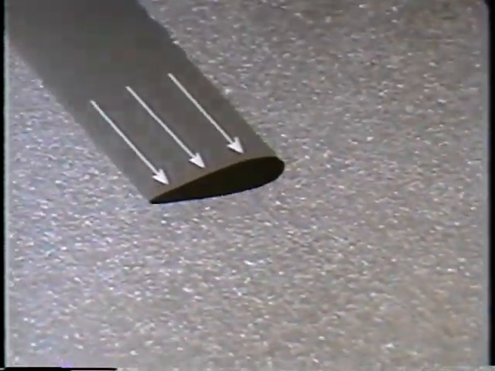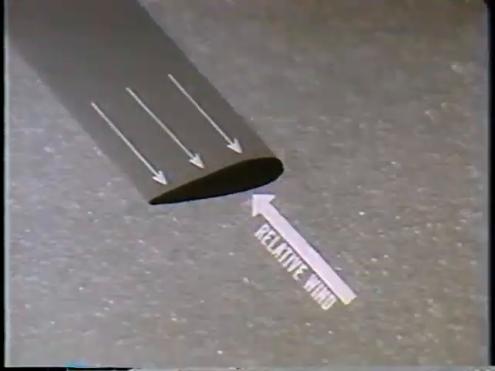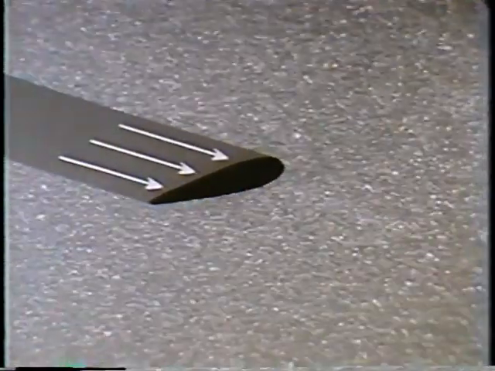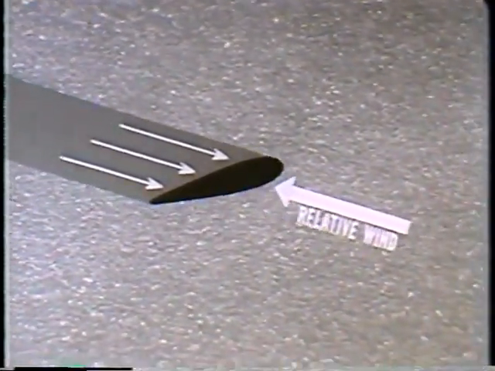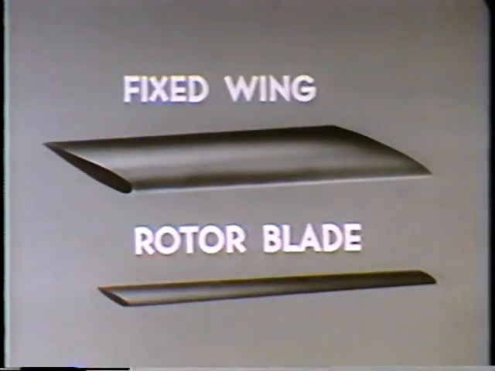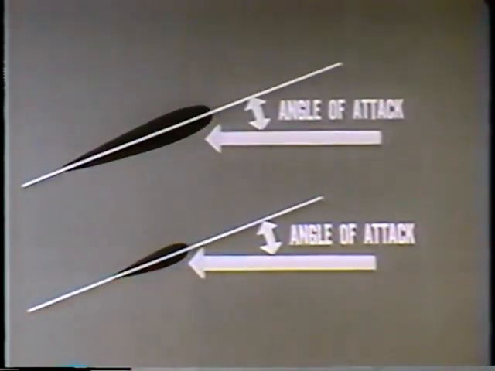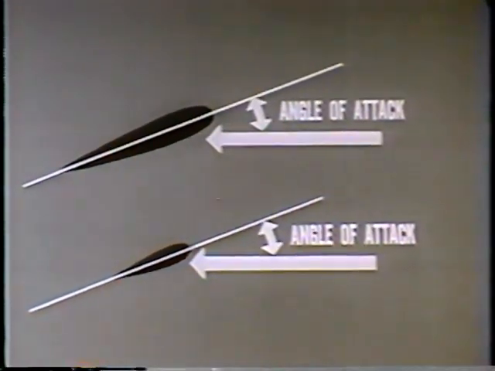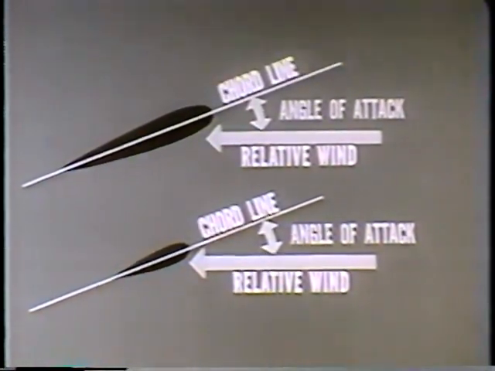Thus, if the airfoil moves in this direction, the relative wind will be directly opposite. When the airfoil moves in a different direction, the relative wind will also change. Remember that the relative wind is always directly opposite to the movement. Now let's take a look at the similarities between a fixed wing and a rotor blade. Their angle of attack is measured in exactly the same way. On both, it is the angle between the relative wind and the chord line of the airfoil.